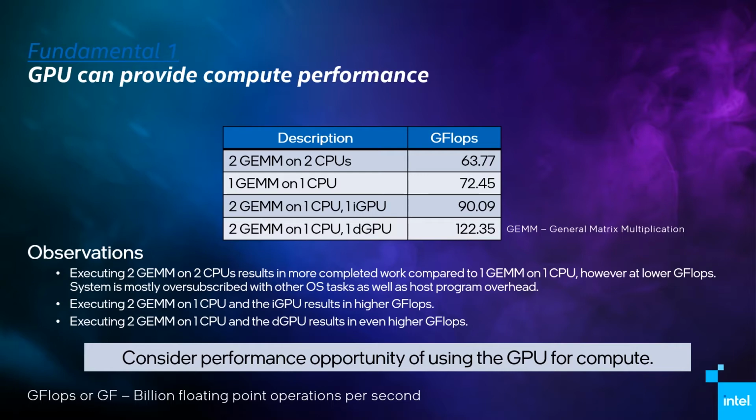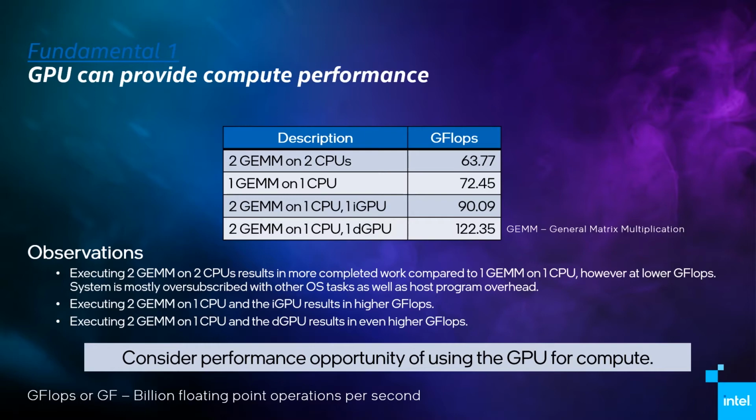As you can see on the first set of experiments, I ran 2 GEMs on 2 CPUs and got 63.77 gigaflops. I then ran 1 GEM on 1 CPU and received 72.45 gigaflops. So just running 1 on the system resulted in a faster rate of execution for that 1 GEM. And running 2, since there's more of a workload on there, the system had to contend with 2 different workloads, so the gigaflops rate was a little bit lower.